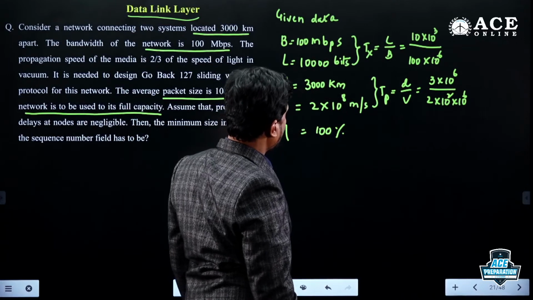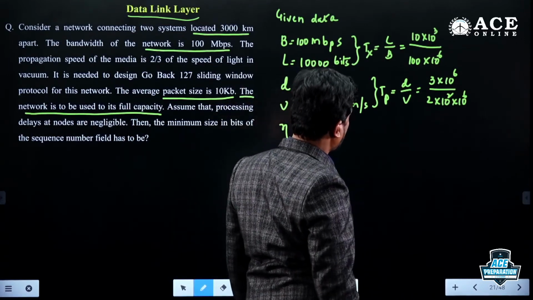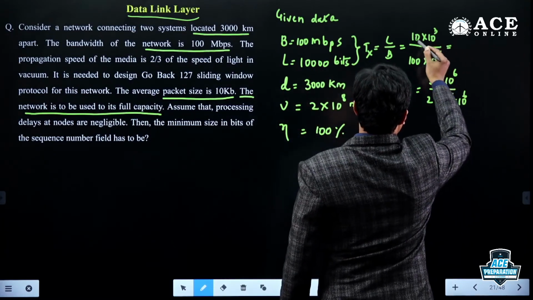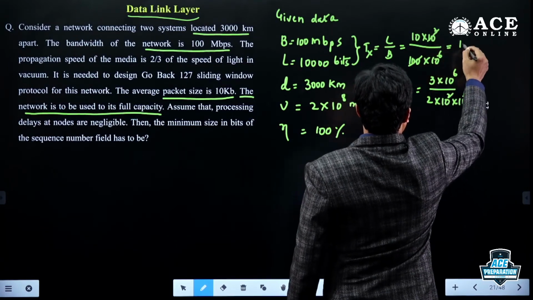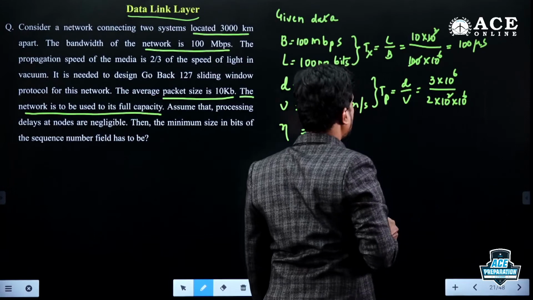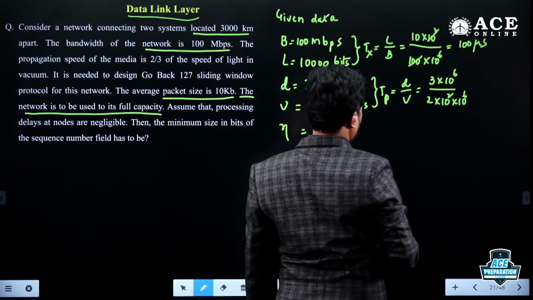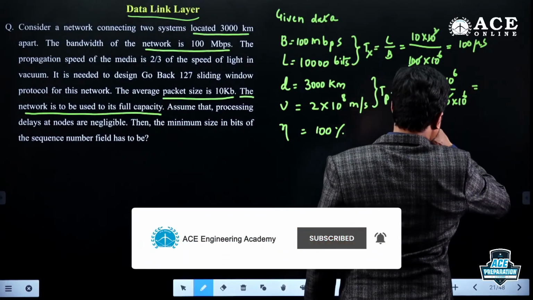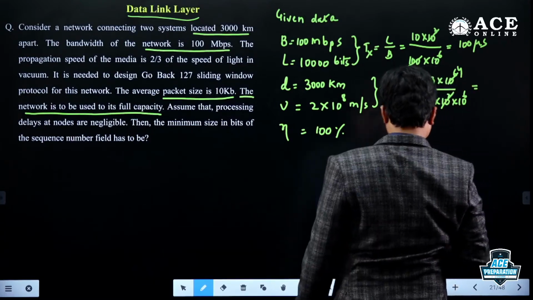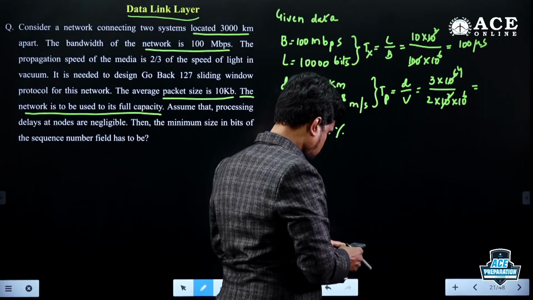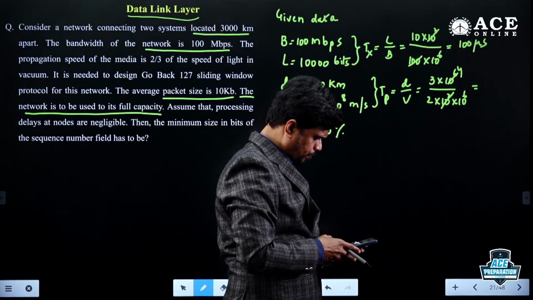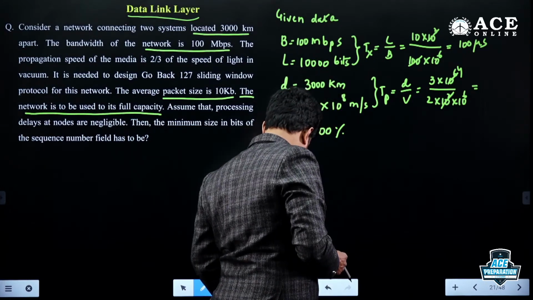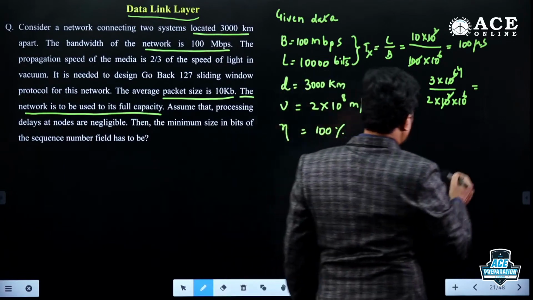Okay? Right. So then what could be the answer now? If you want me to express this in terms of microseconds, then Tx is going to be 100 microseconds, correct? And Tp is going to be 30,000 by 2, so this is 10 power 4. 30,000 by 2 if you calculate, what is the answer? 15,000, right? So 15,000 microseconds here.